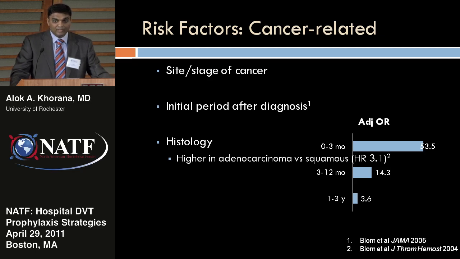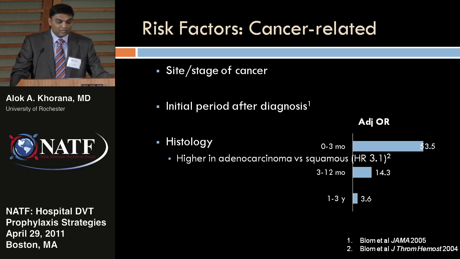So broadly speaking, risk factors in the cancer population can be categorized as cancer-related, treatment-related, and patient-related. I show you these risk factors not to burden you with the details, but to emphasize the complexity of how we can make these determinations. So the most important risk factor, of course, is the site and stage of cancer. There are certain cancers that we know very well are strongly associated with the risk of VTE. There's pancreatic cancer, for instance, glioblastomas, myeloma patients.